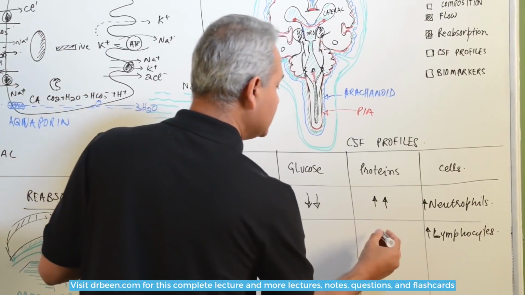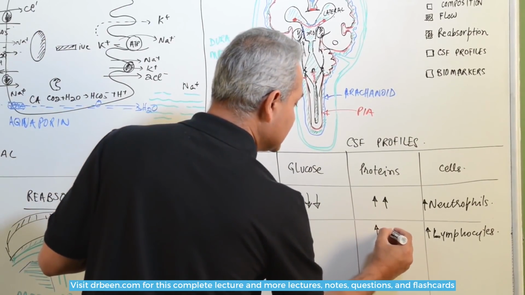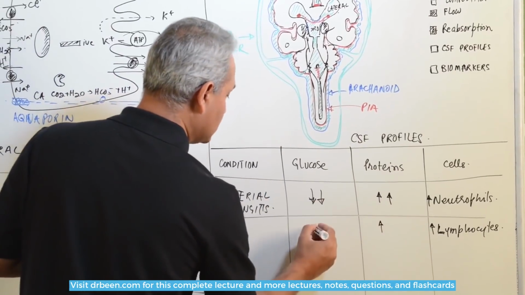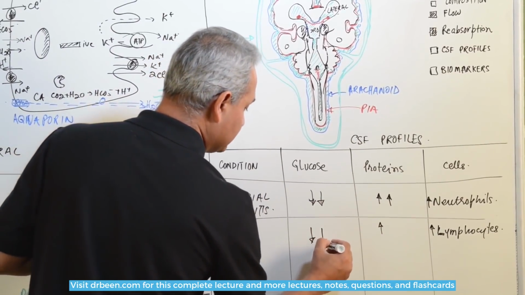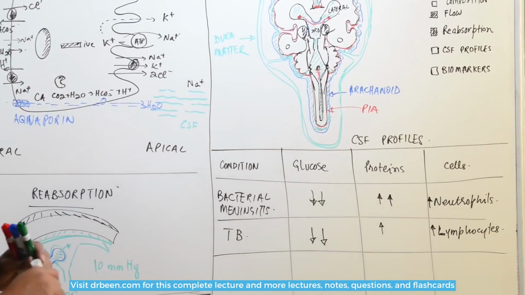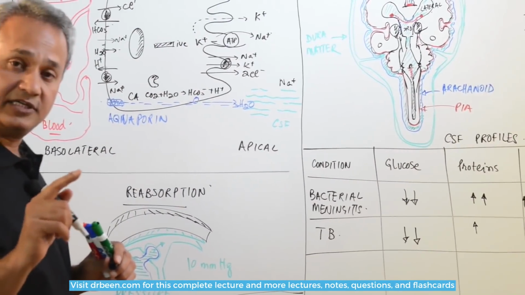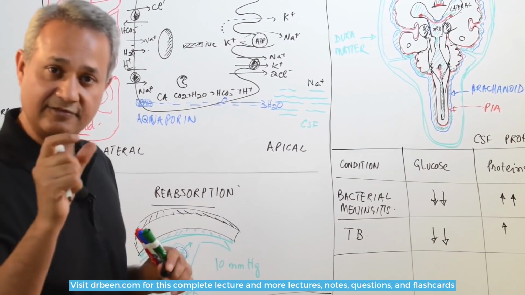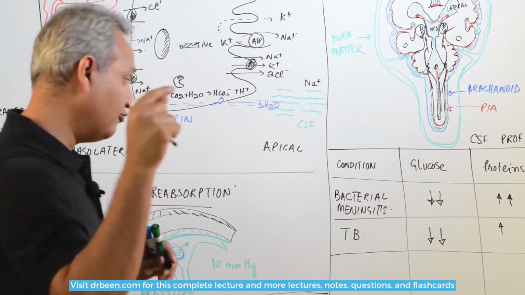How about proteins? Again, proteins, yes, increased. Glucose will be reduced because we have a bacterial meningitis. So that is the TB, which is also bacterial meningitis, but the profile for the cells is different. The profile is like viral.